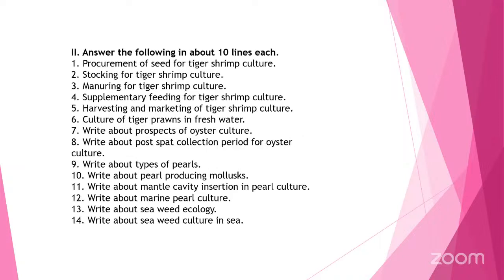Now, these are some more questions. Answer the following in about 10 lines each. These are the short questions. Procurement of seed for tiger shrimp culture. Stocking for tiger shrimp culture. Manuring for tiger shrimp culture. Supplementary feeding for tiger shrimp culture. Harvesting and marketing of tiger shrimp culture. Culture of tiger prawns in freshwater.